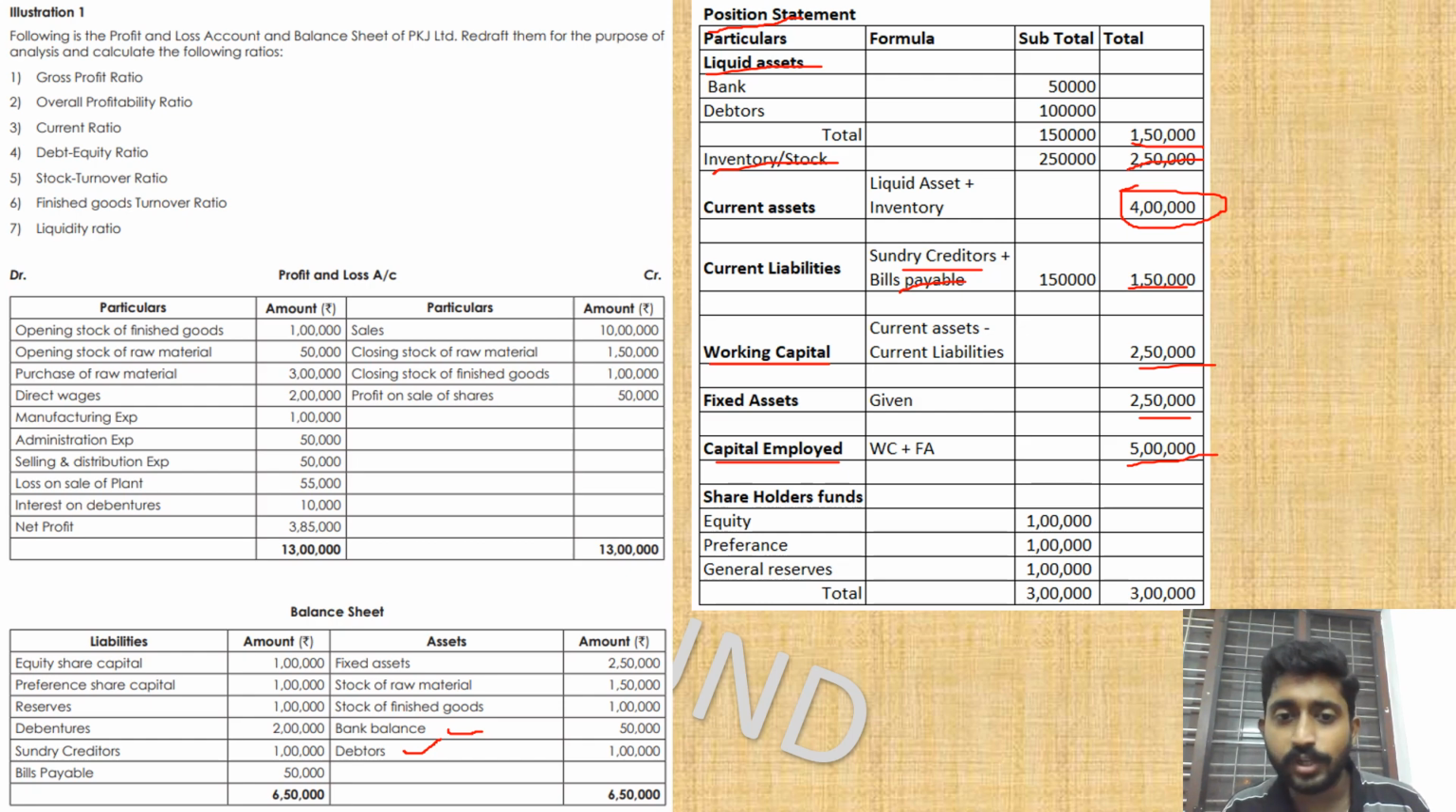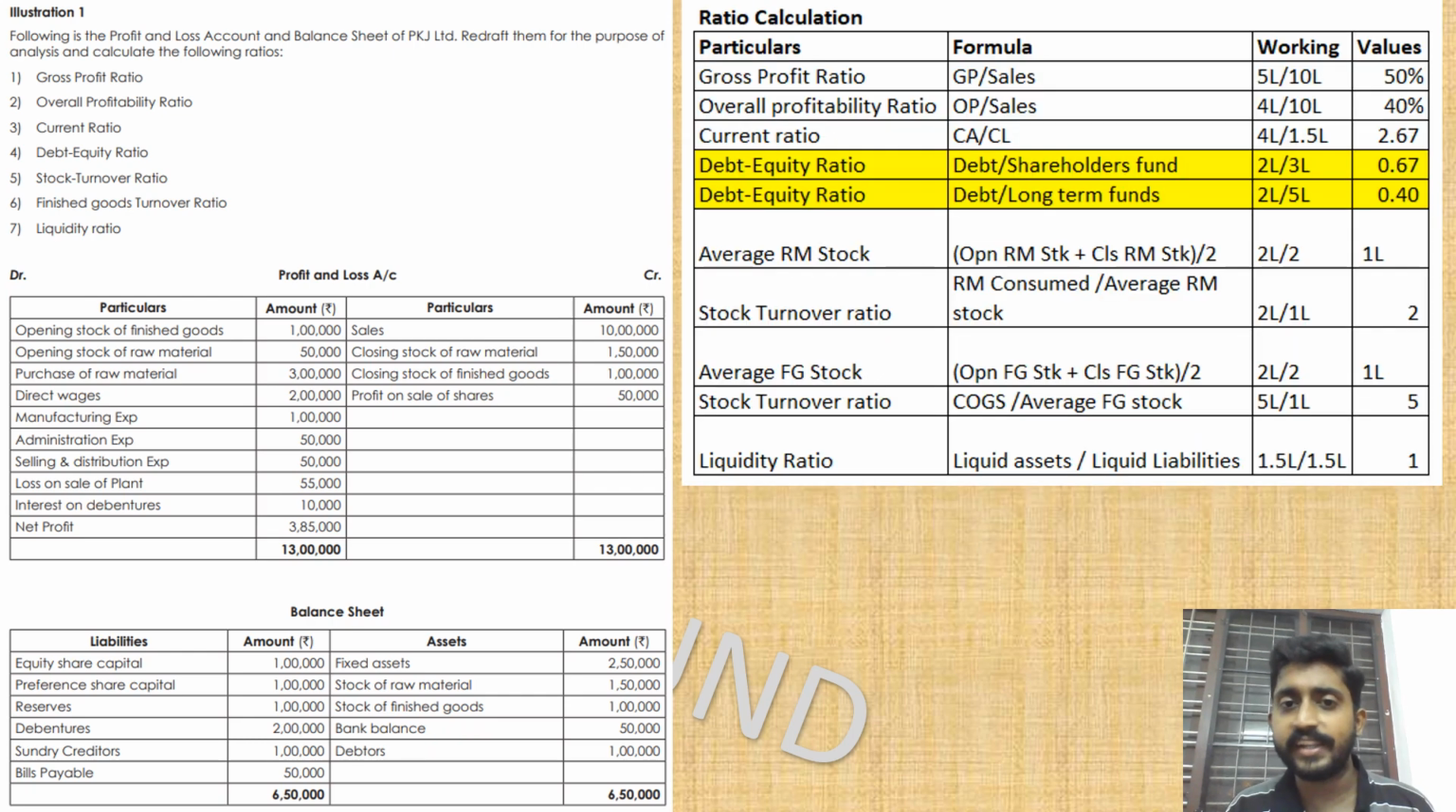Next is shareholders fund. Equity is a shareholders fund, preference is a shareholders fund, and general reserves is a shareholders fund. Total shareholders fund is 3 lakhs. Super. So we have calculated all the requisites for calculating the ratios. Now we will go for calculating the ratios.